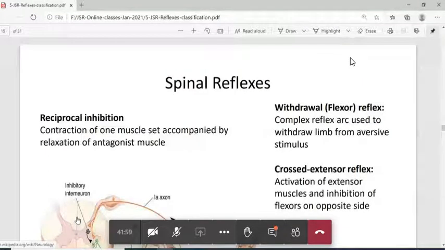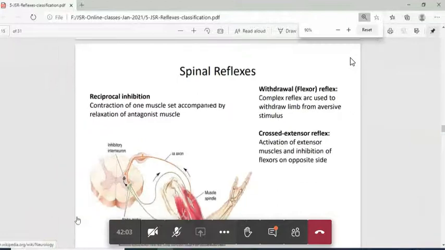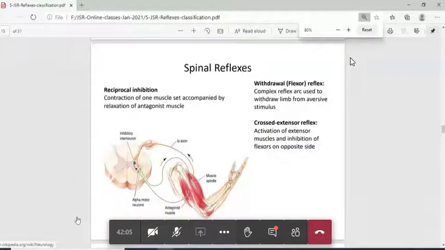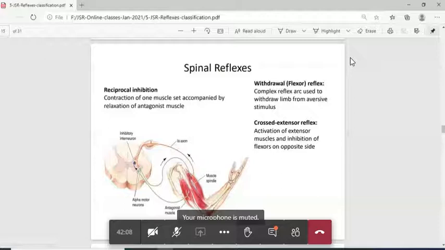So there are lots of reflexes that we need to study. Here, biceps muscle, there is flexion, so there is contraction of the biceps muscle, but there is relaxation of the triceps muscle.